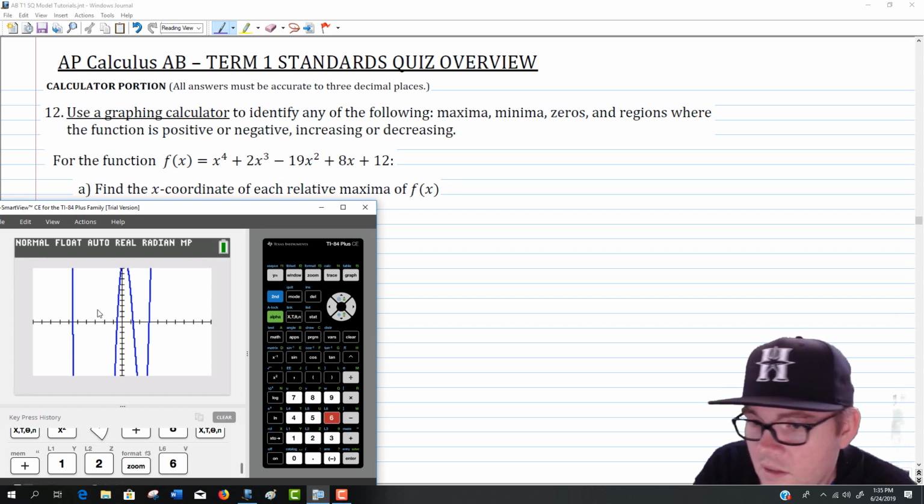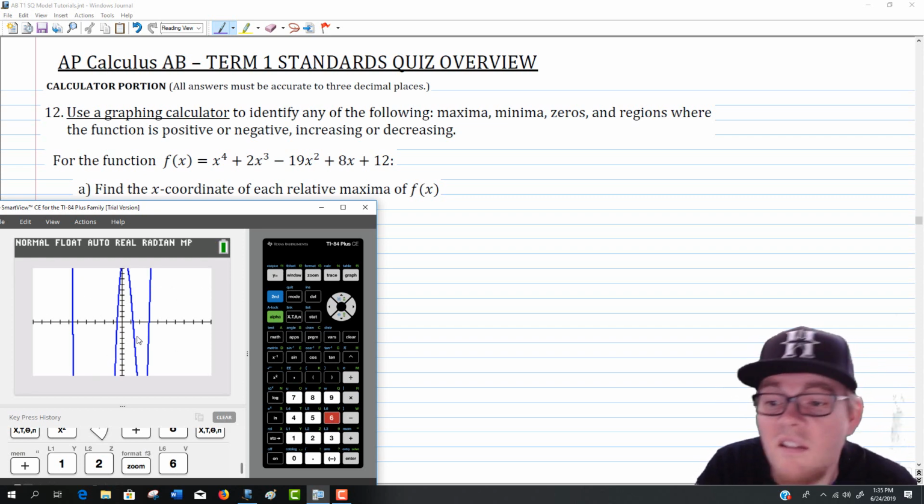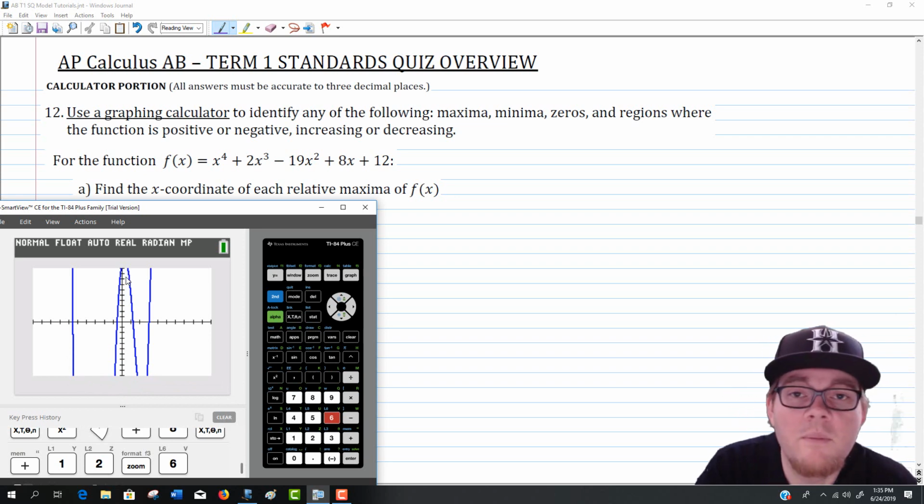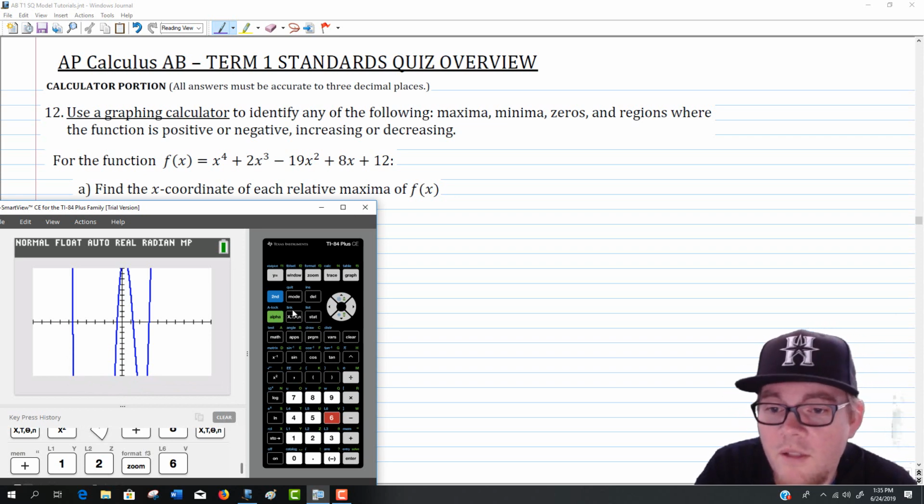So we can see some stuff in here. It's not the worst, but I noticed that it looks like there may be some relative minima down there. There may also be one down there, and we can also see the relative maximum. And that's actually important because we're looking for the relative maximum.